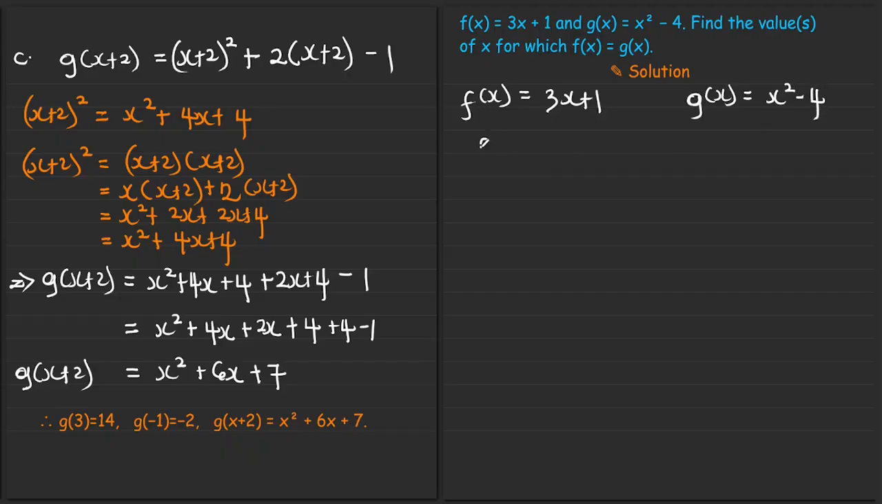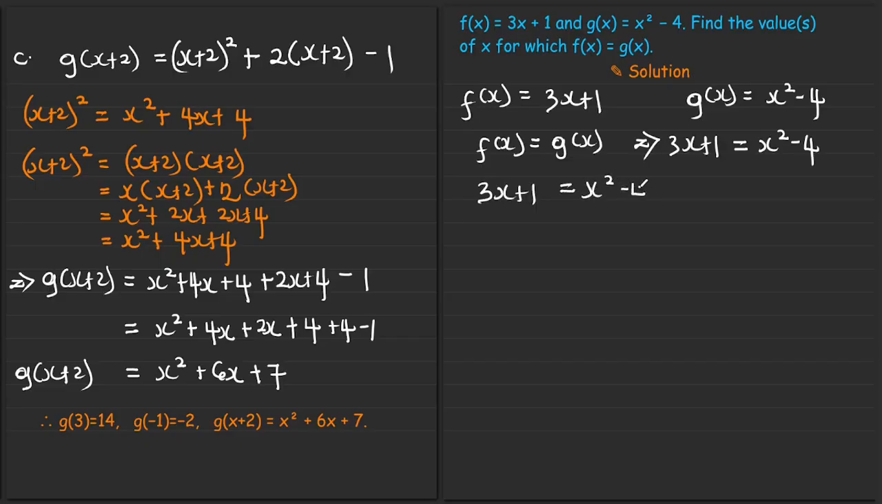Now if you are saying f of x should be equal to g of x, then it simply implies that this function, which is 3x plus 1, should be equal to this, which is x squared minus 4. So the main equation we want to solve for is what we have over here.